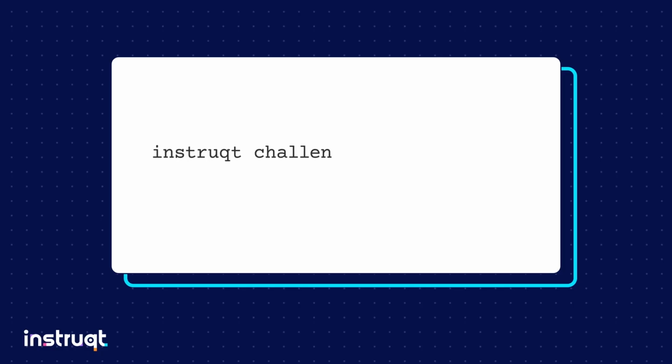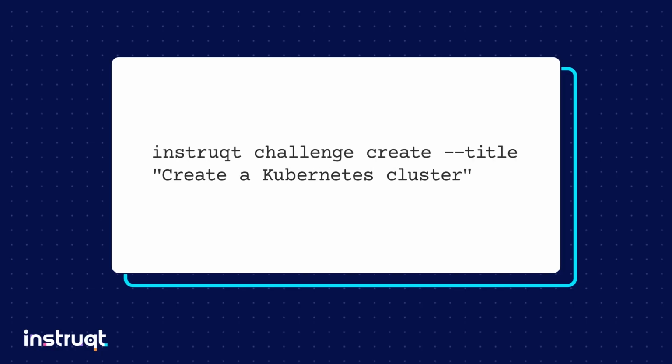Instruqt CLI commands start with the instruqt directive, followed by a command with an optional subcommand and optional flags. For example, challenge is a command which has a create subcommand and a title flag. Let's explore some of the available commands.